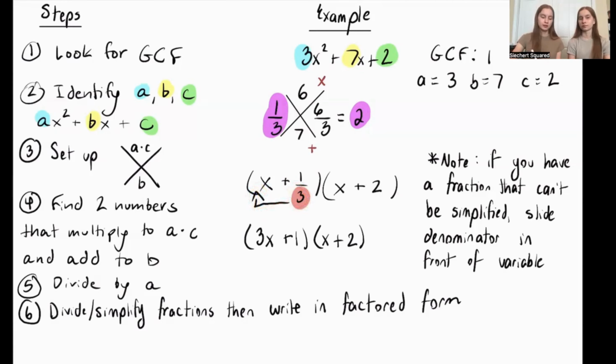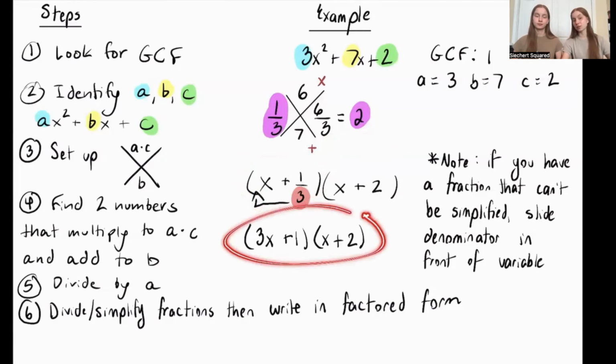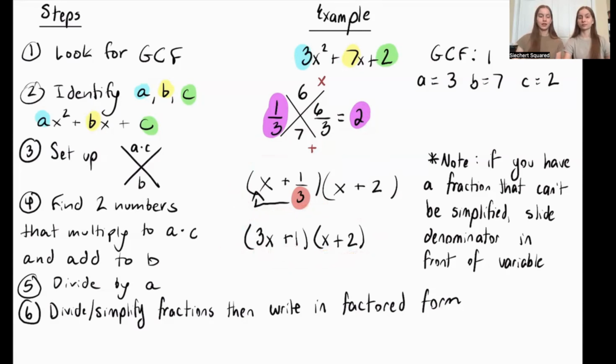So if this had been like the second set of parentheses, you would always make sure that 3 stays with the x in the same set. And it doesn't matter which order, you could have had it as x plus 2 times 3x plus 1, as long as this 3 is with that 1, and this x is with that 2, that's what matters the most. And then that is going to be your final answer.